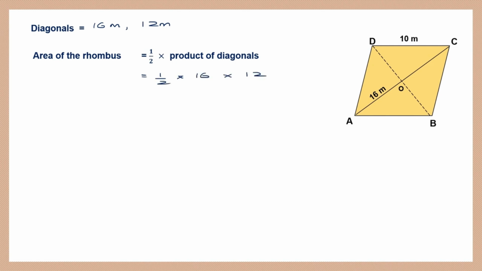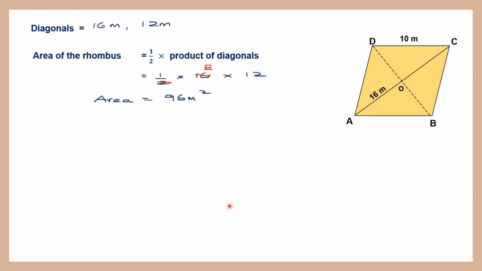Now let's multiply. So here I can say 2 8s are 16. Now 8 into 12 is 96. So that is 96 meters square. We have found the area. Now why did we want the area? Because this metal sheet is going to be painted. Painting happens inside, isn't it? So that is the area.